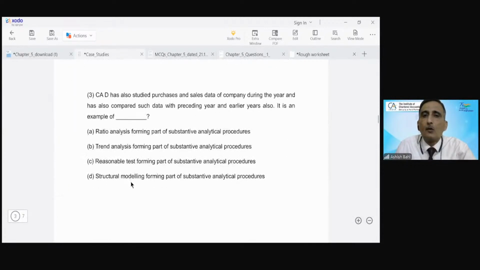Yes. Question number 3. Now it is a fairly direct one, and we have done this question while doing this topic. Fairly direct one. You need not even refer to the financial data given in the case study.